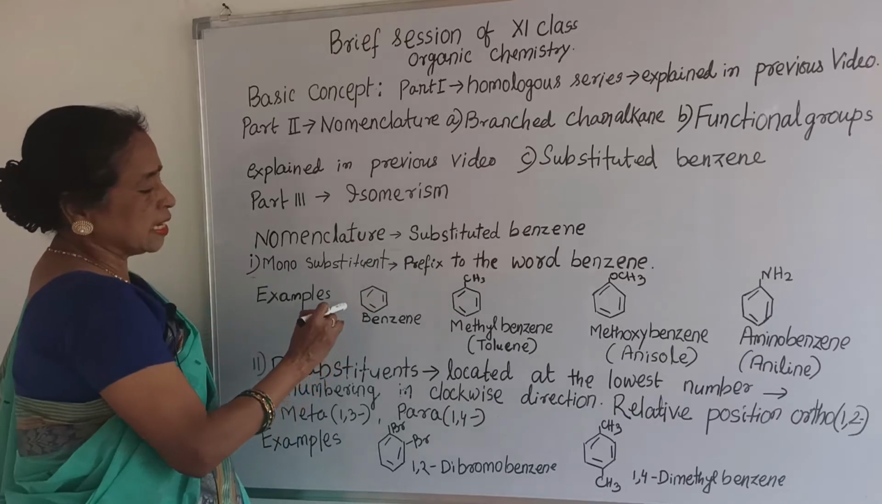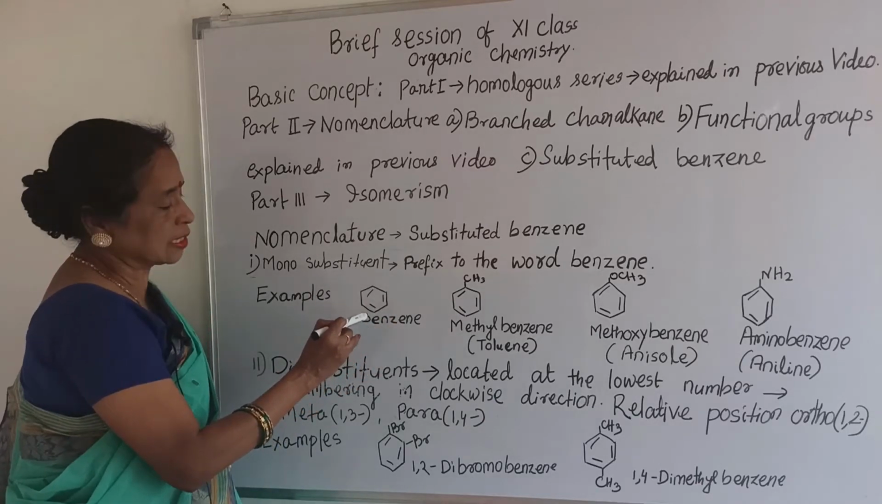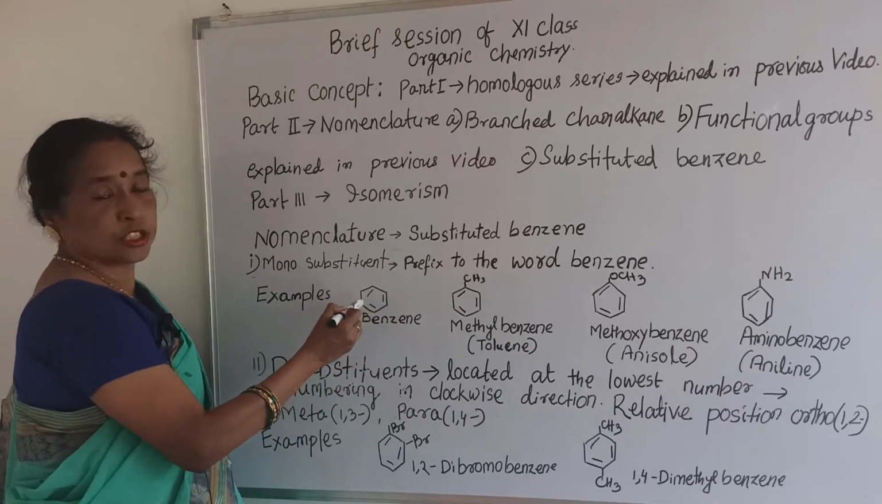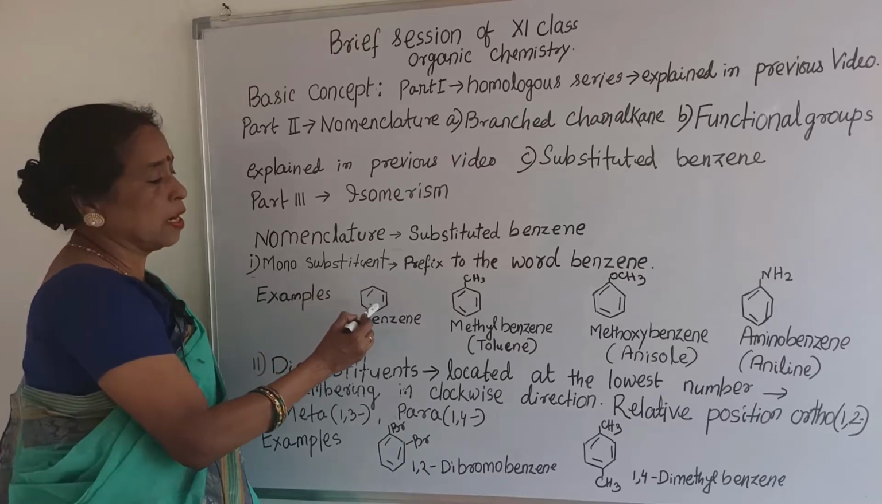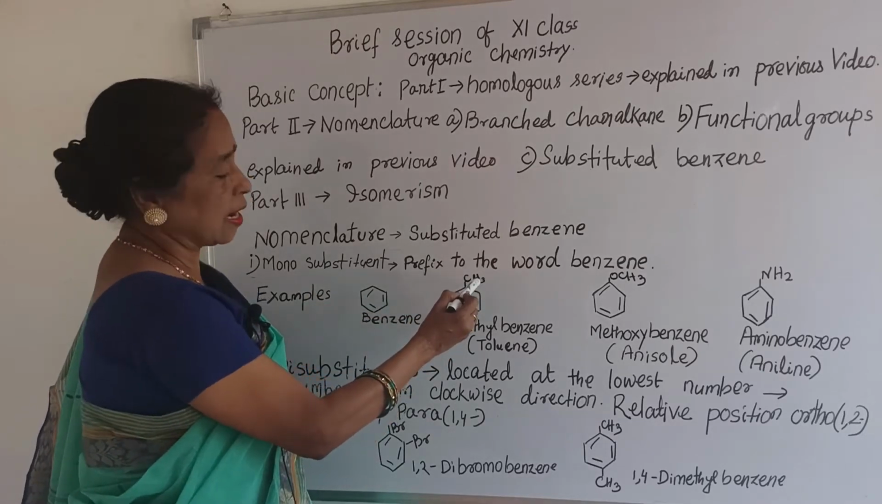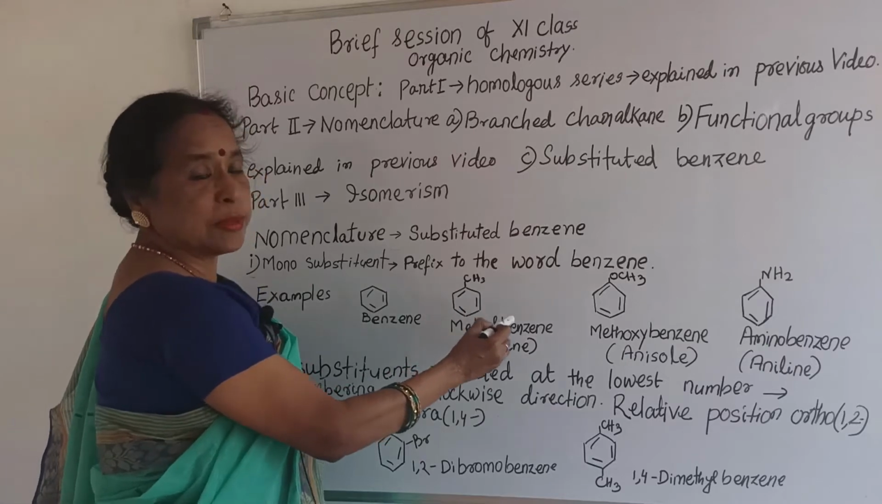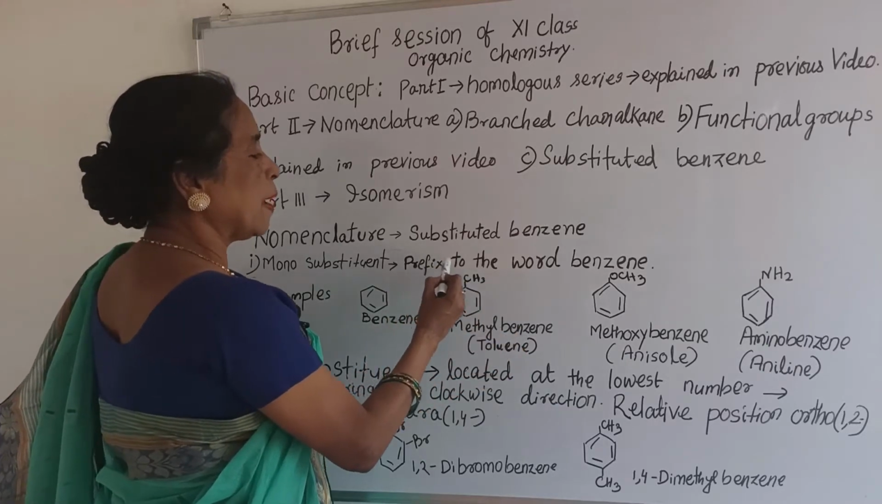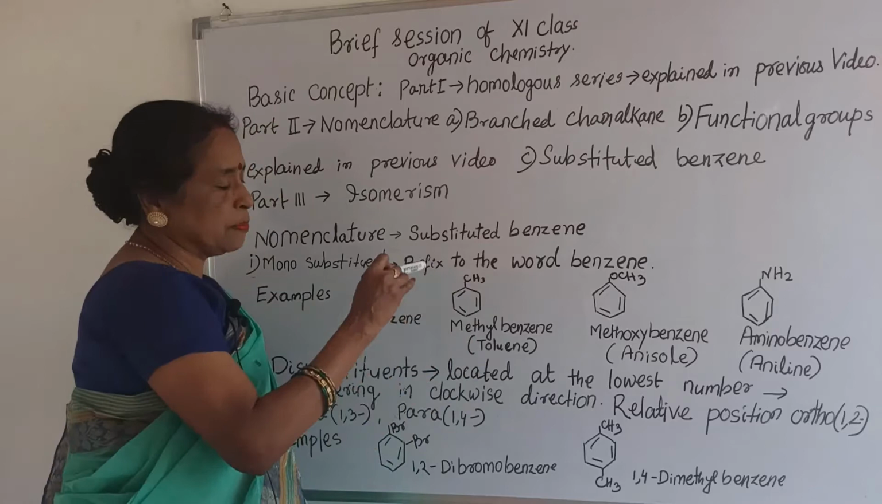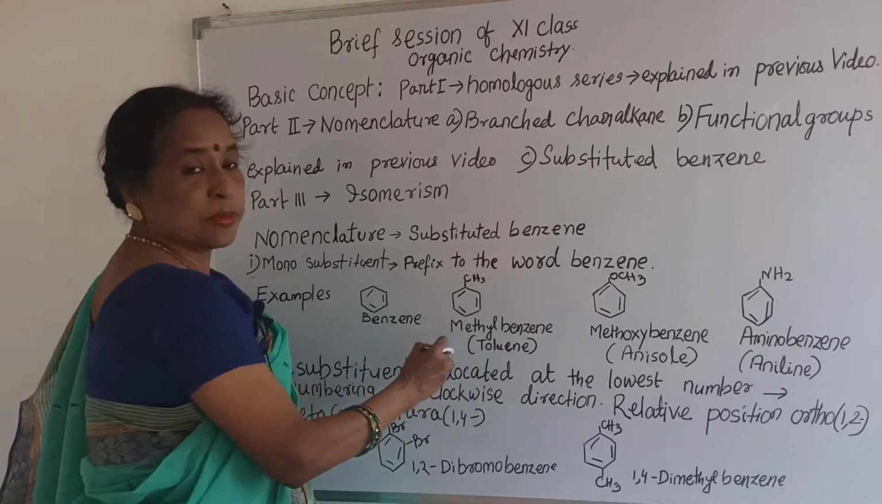Let us see. Here it is benzene, whose molecular formula is C6H6, and the structure has alternating double bonds, with one methyl group attached. So the name is methylbenzene, because the methyl word is prefixed to benzene, and the common name is toluene.